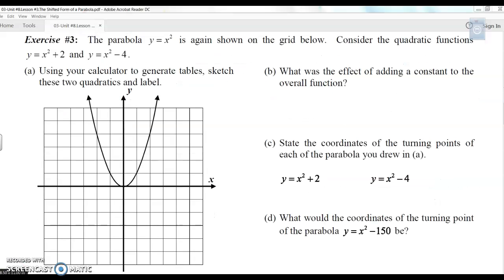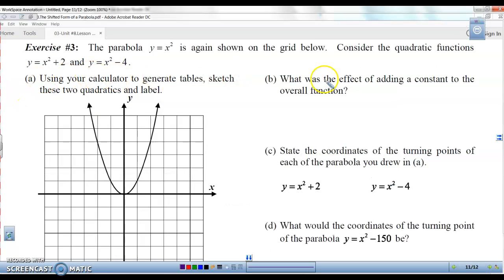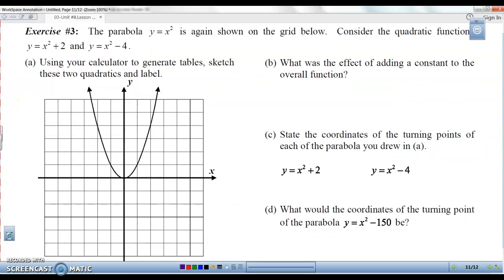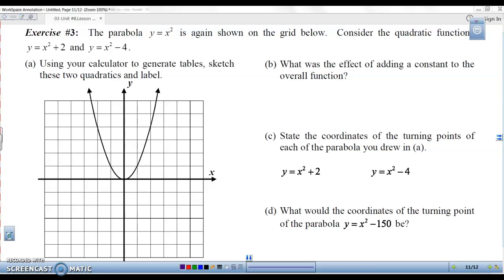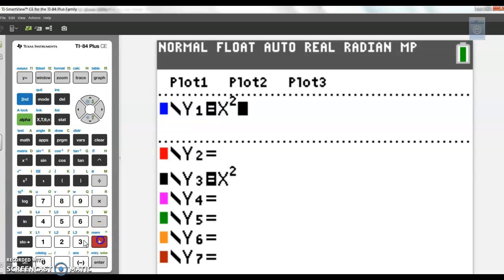Okay, now let's look at a more specific kind of shift. Let's look at the parabola y equals x squared again. And this time we are going to look at the functions x squared plus 2 and x squared minus 4. So I already put x squared in my calculator, or you can do it on Desmos. I put it in number 3 so it looks like what's on the paper. All right, let's look at y equals x squared plus 2.